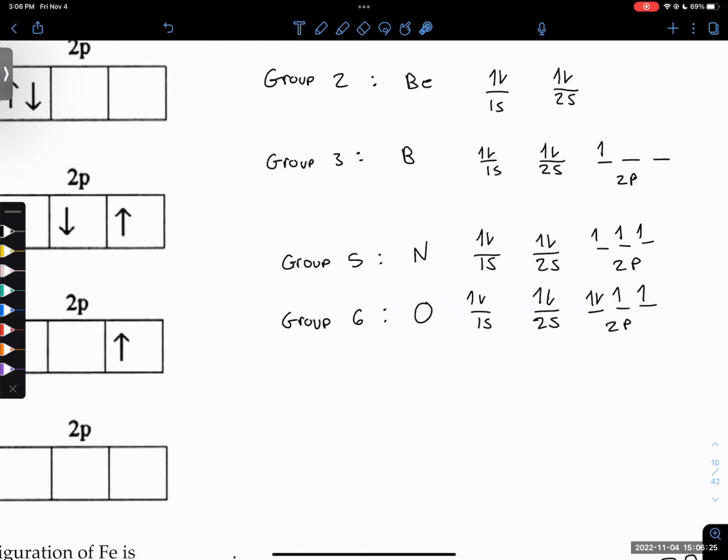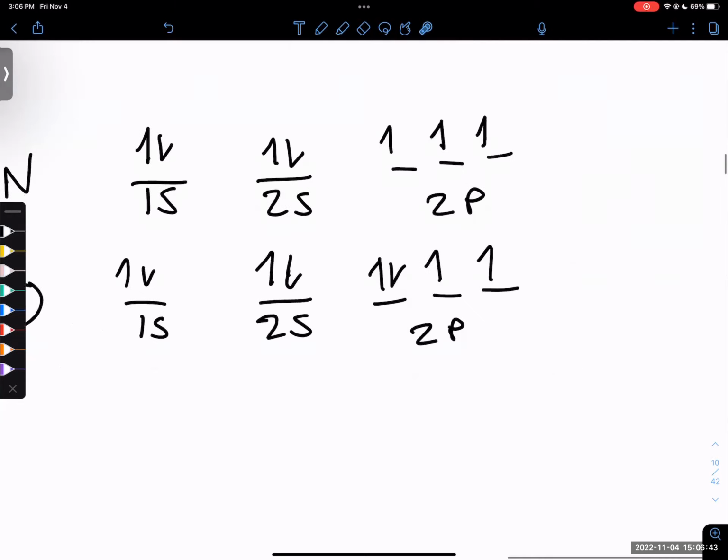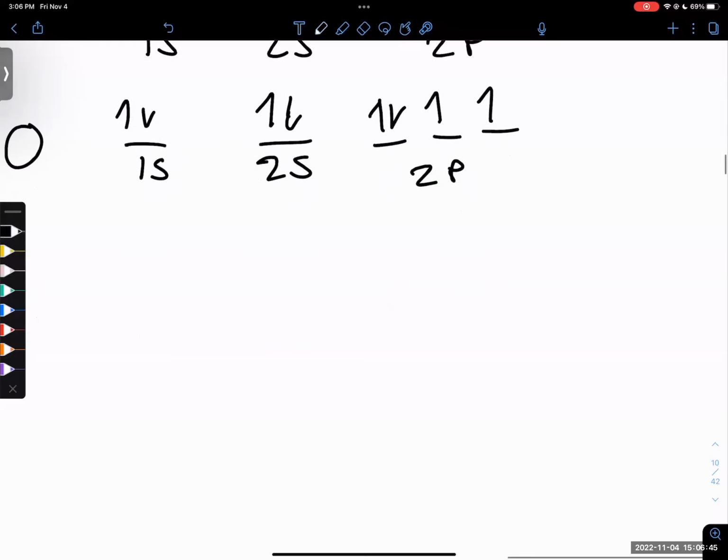Filled subshells are very stable. Something that's half filled is still more stable than something like this, because you have this electron pair repelling, but it's still relatively unstable compared to a completely filled subshell. A completely filled subshell would look something like neon, where you would have your 2p completely filled.